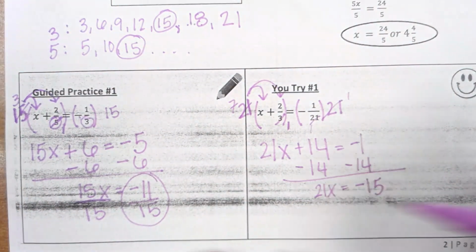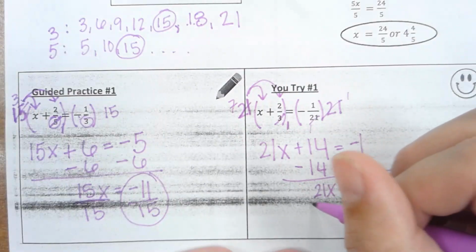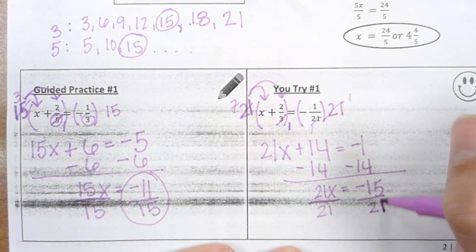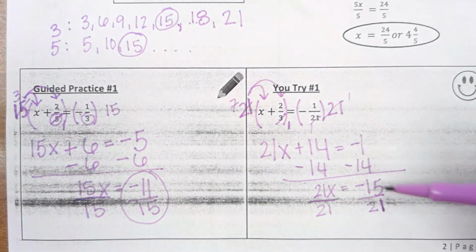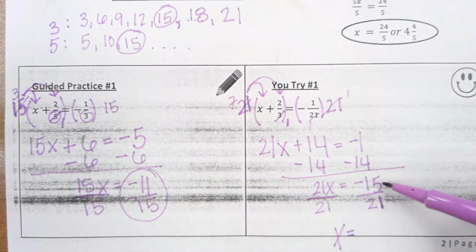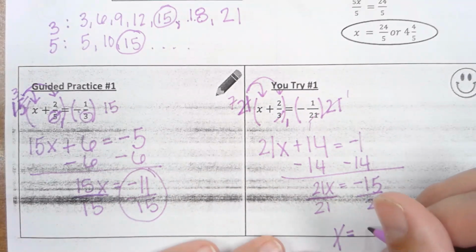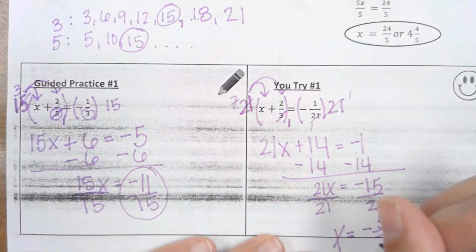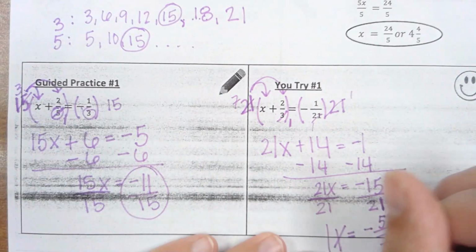And then to get that x by itself, since 21 and x are multiplying, the opposite of multiplying is dividing. And then notice how, again, negative 15 divided by 21 does not go in evenly. However, it does reduce because 3 goes into both of them. So this fraction will reduce to negative 5 over 7. And that would be your answer.